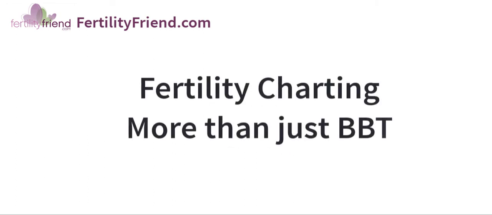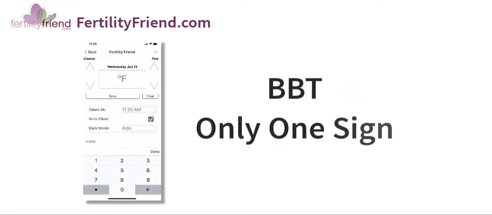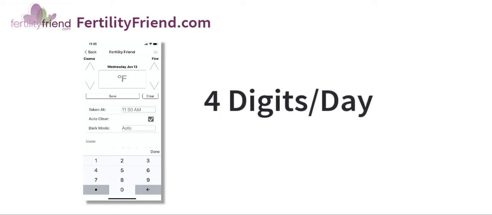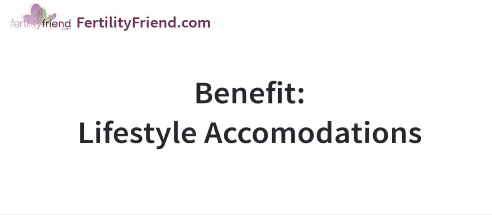Fertility charting is not all about temperature. Temperature on Fertility Friend represents just one element of what you would want to track to get an accurate picture of your cycle. It is, however, likely to be the most disruptive of your lifestyle. In terms of data entry, it is basically 4 digits per day on Fertility Friend. The potential benefit of a wearable for BBT is not in the data entry it saves you, but in the lifestyle accommodation it may provide.